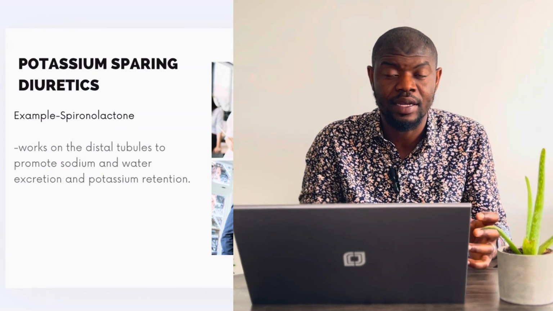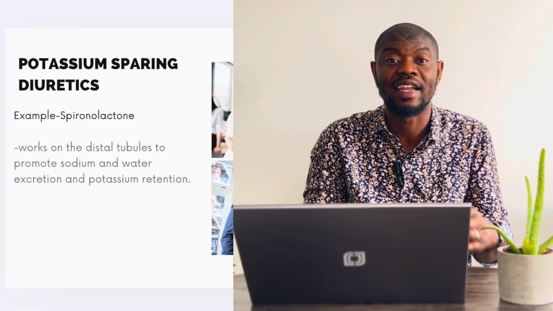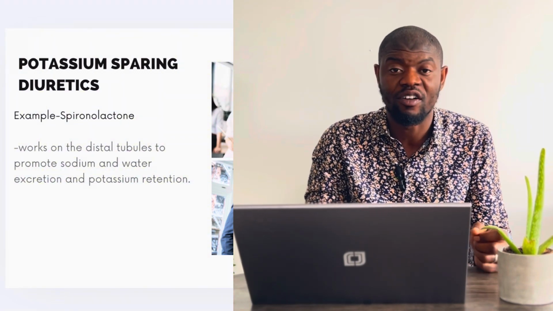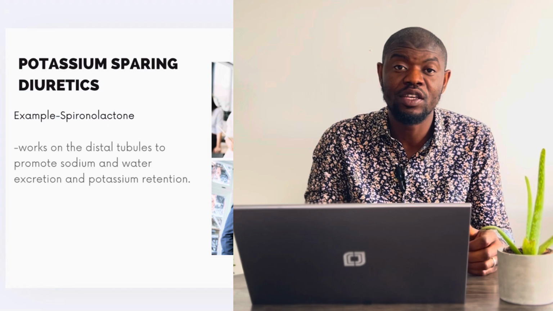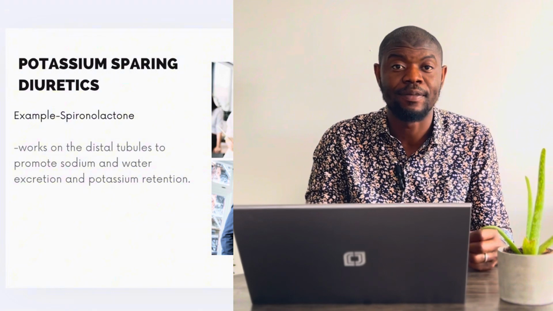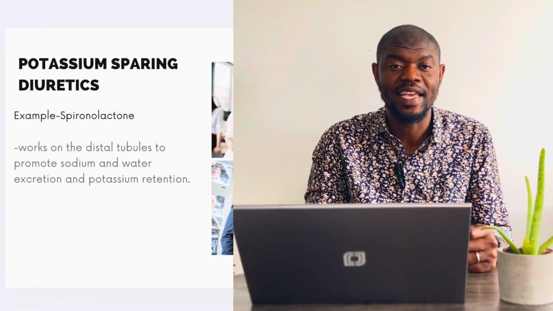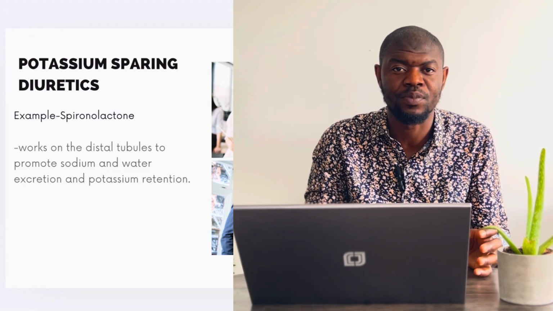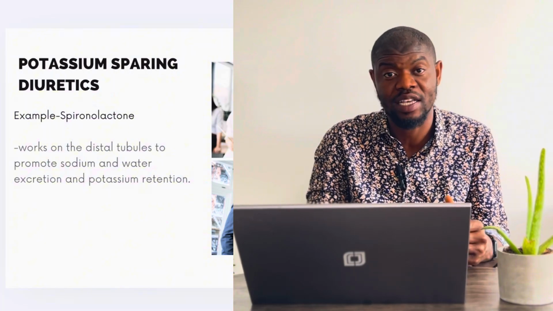The next group of diuretics we'll be looking at are your potassium sparing diuretics. Potassium sparing tells us that these types of diuretics do not encourage the excretion of potassium. Rather, they help in the retention of potassium. A typical example is spironolactone, one of the commonly used diuretics. How it works is that it works on the distal tubules and it promotes sodium and water excretion. But in this circumstance, instead of wasting potassium, your potassium sparing diuretics will rather help you retain potassium.